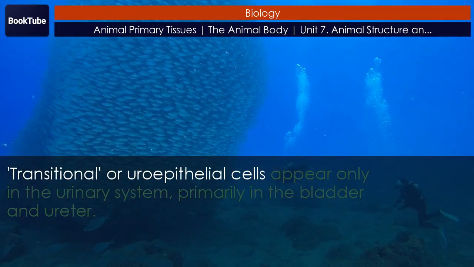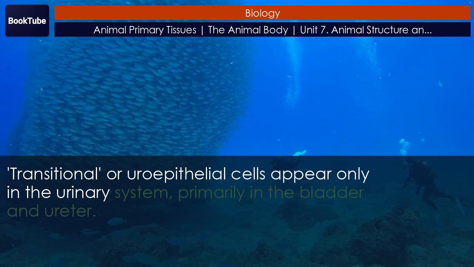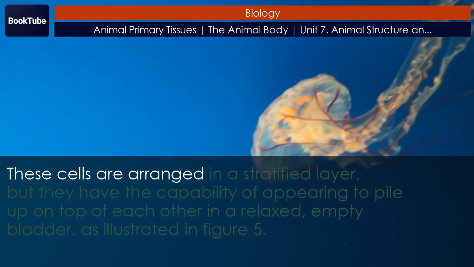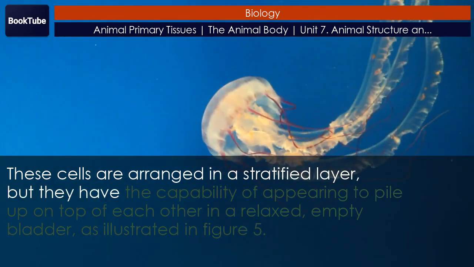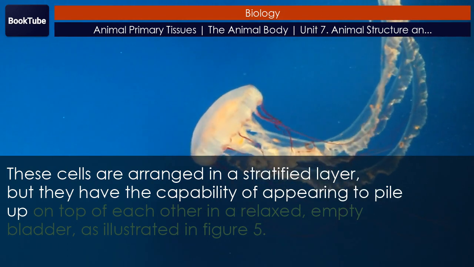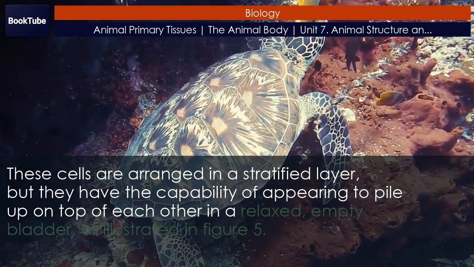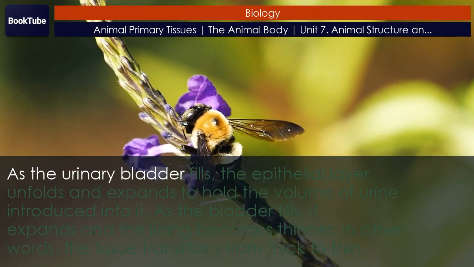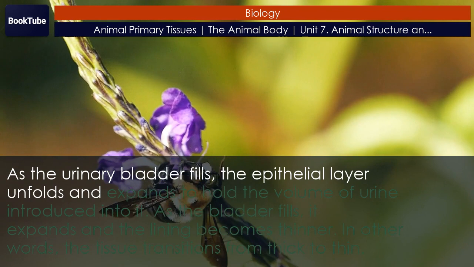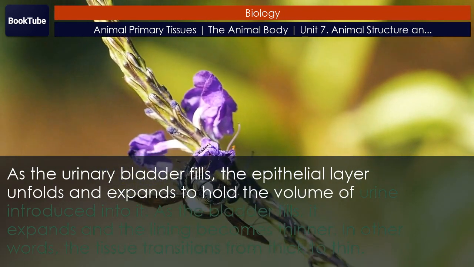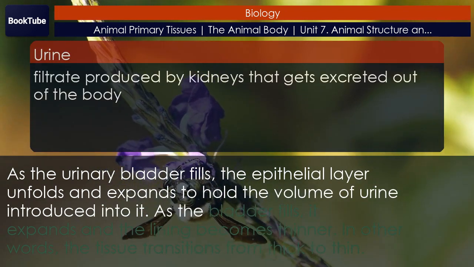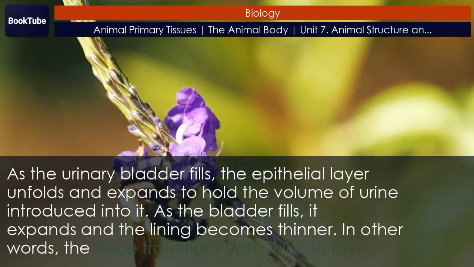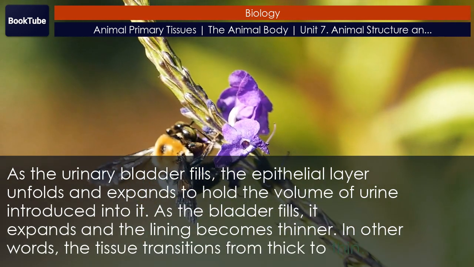Transitional, or uroepithelial cells appear only in the urinary system, primarily in the bladder and ureter. These cells are arranged in a stratified layer, but they have the capability of appearing to pile up on top of each other in a relaxed, empty bladder, as illustrated in figure 5. As the urinary bladder fills, the epithelial layer unfolds and expands to hold the volume of urine introduced into it. As the bladder fills, it expands and the lining becomes thinner. In other words, the tissue transitions from thick to thin.